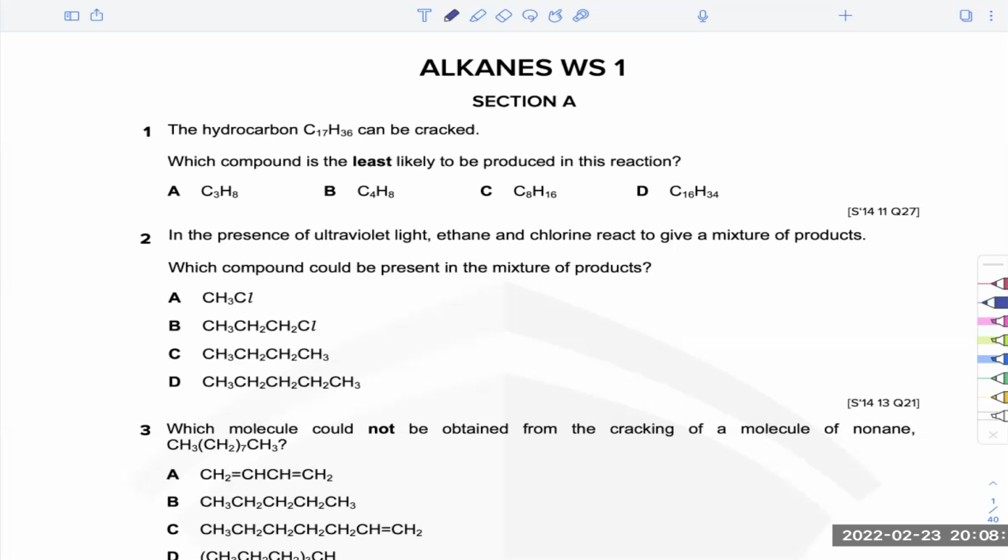The hydrocarbon C17H36 can be cracked. Which compound is the least likely to be produced in this reaction? We are cracking it, right? We are making smaller molecules, and all of these are smaller than this one. There is a chance that we can produce all of these, but smaller fractions are more likely to be produced, because if you let it continue for a long time, it will eventually produce really small fractions. So this one, which is really big, is least likely to be produced.